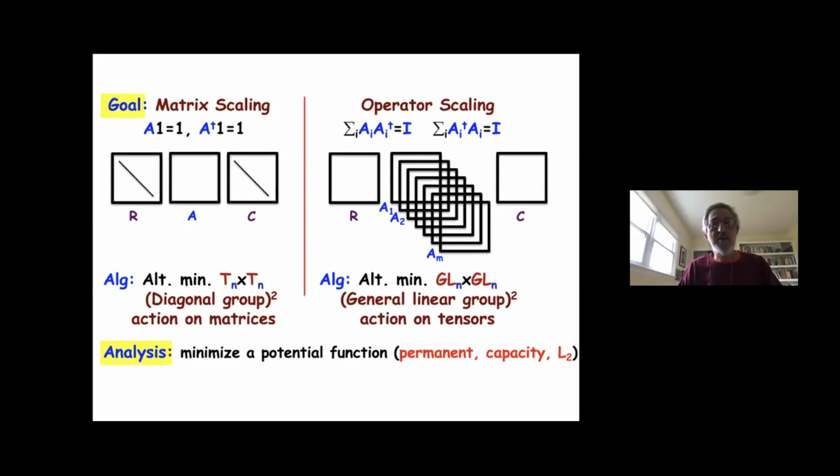Until now I described everything where the goal was scaling, and the analysis used this potential function, one of these potential functions. And now we are going to switch the analysis with the goal. I mean, maybe we want to minimize this potential function. We saw it's important, the null cone, right? It's important to understand the null cone problem.